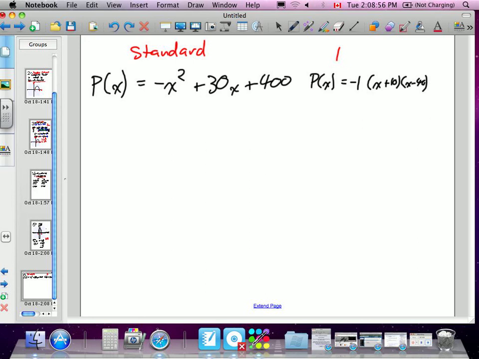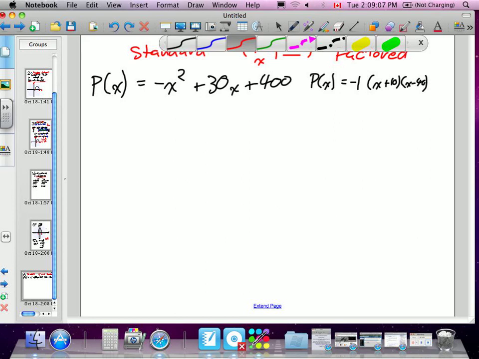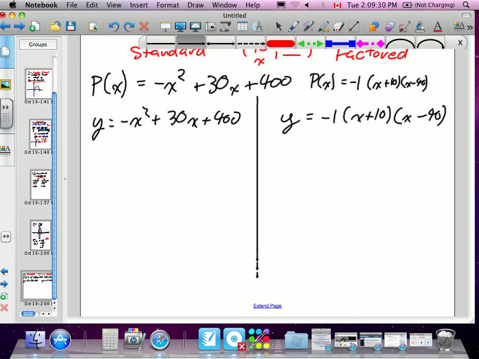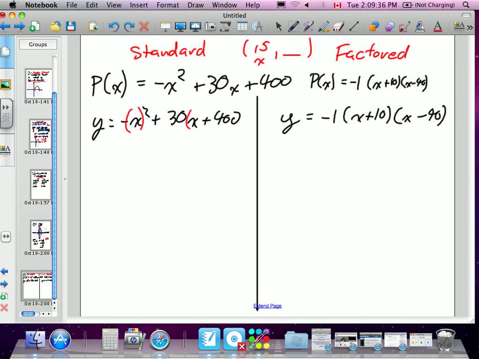So remember, we just discovered that the x value of the vertex was 15. We're looking for the y value. Our y value is our p of x. So I'm going to replace p of x with y equals negative x squared plus 30x plus 400. We plug in 15. And y is equal to negative 1 times x plus 10 times x minus 40. Now these are two separate equations. Both of them are going to give us the exact same answer. So we're going to split them up. I'm going to plug 15 in for all of the x values in both equations. I'll do the left one to start, and then I'll do the right one.